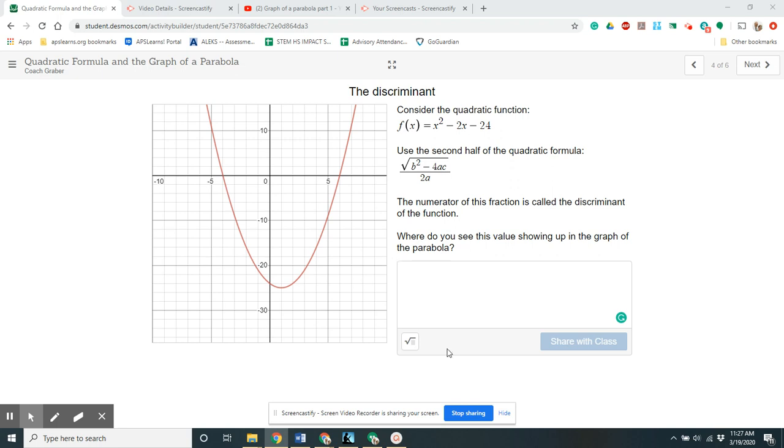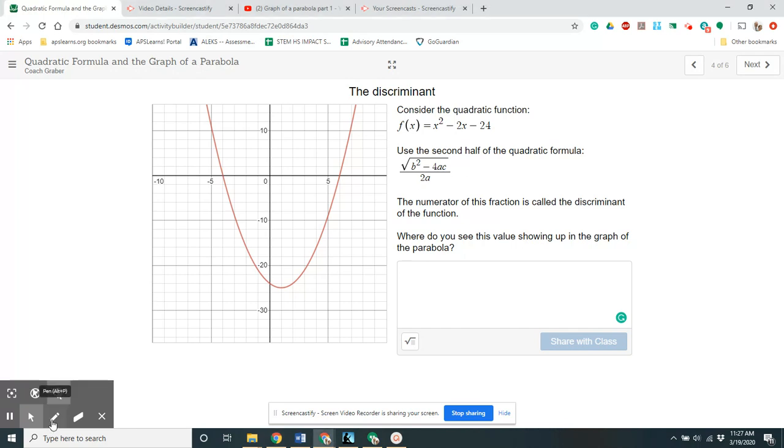Hello everyone. This video is over the second part of the graphing of parabola Desmos activity. This part's a little harder to see in the parabola, so I want to go over how this part of the quadratic formula, which is called the discriminant, affects your parabola. This part is the square root of b squared minus 4ac over 2a.